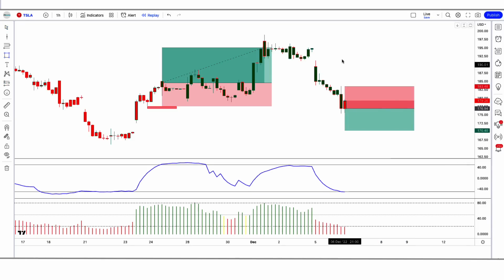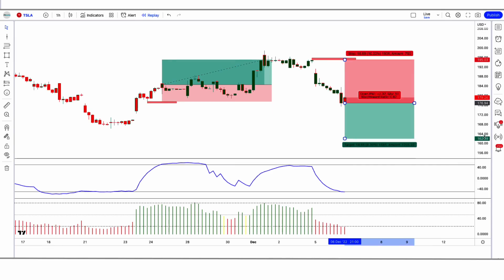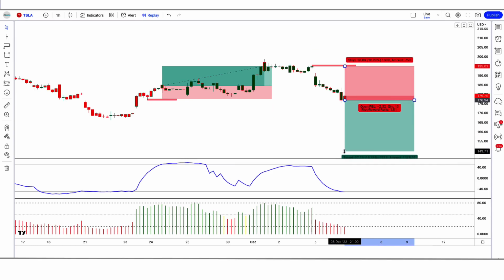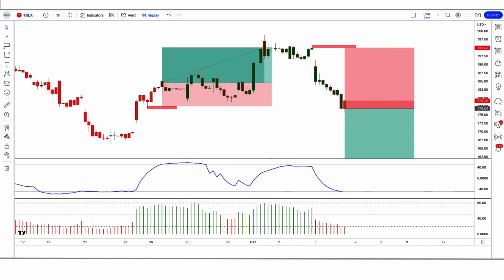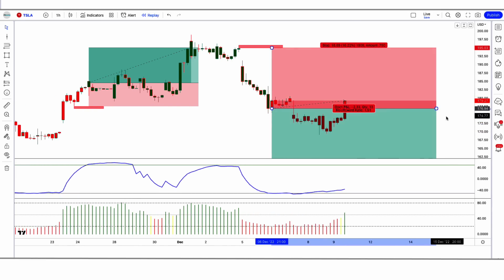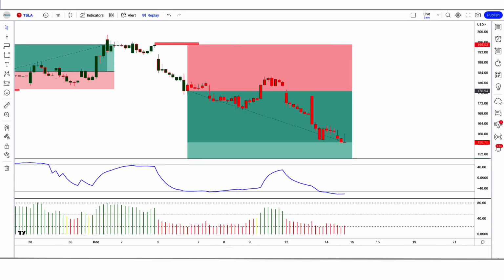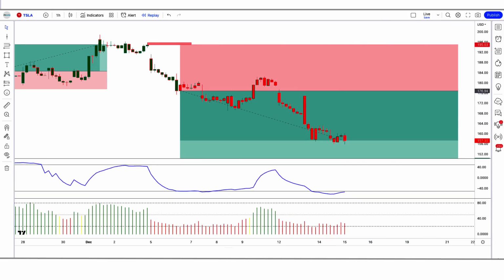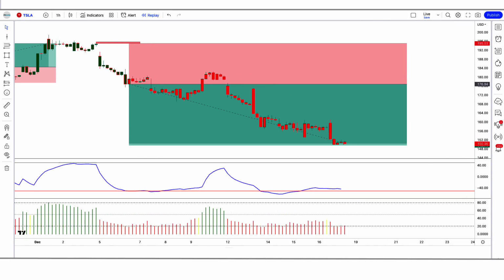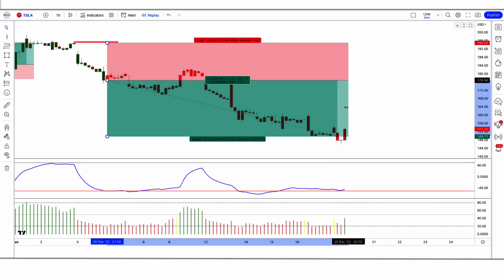Our stop loss is to be placed at the high of the previous market. And the risk-to-reward ratio will be 1:1.5. Let's see what happens to our trade. Our trade is running in profit. We have won the trade. Let's find the next trade.